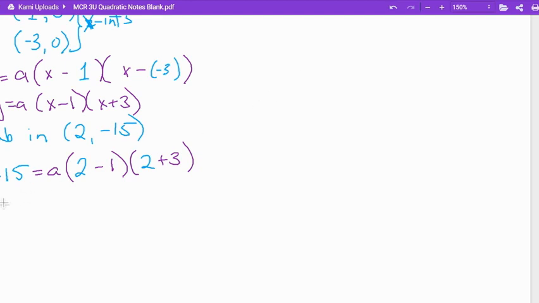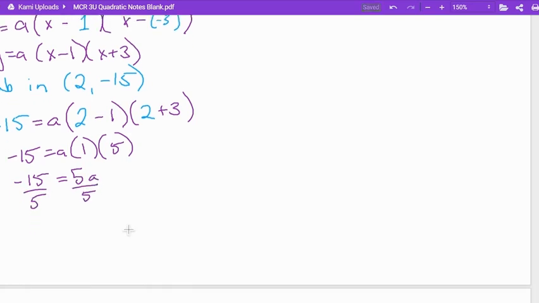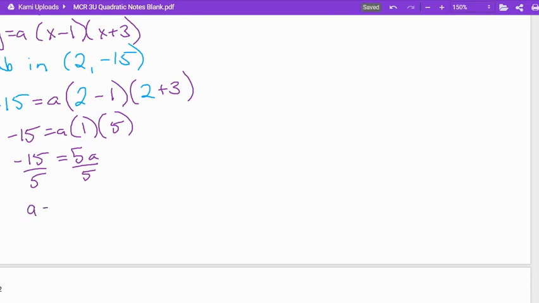So following BEDMAS, I first do what's inside the brackets. So I've got -15 equals a. 2 minus 1 is 1. 2 plus 3 is 5. Great. -15 equals 1 times 5a. Divide both sides by 5. Okay. And we get that a is -3. I like to draw boxes around my answer so that I can easily find those important pieces.